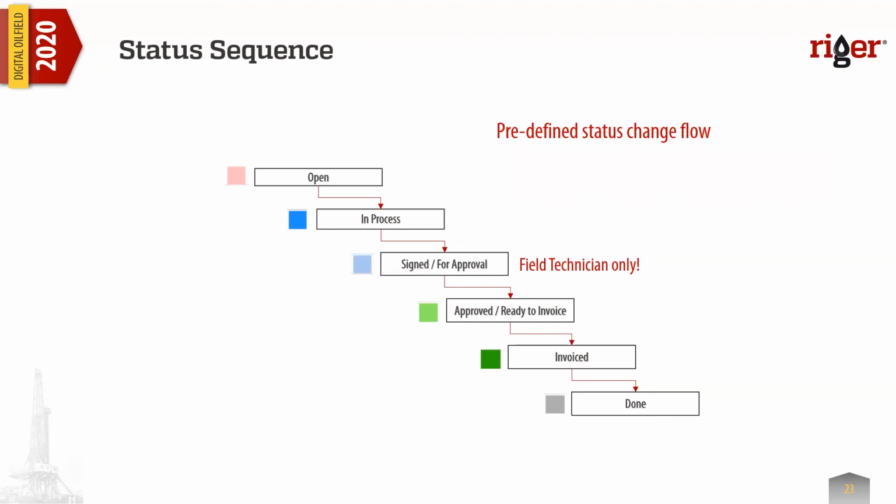But the operations manager or service manager in the desktop will have the ability to change the status back, as I showed you in the workflow demo, when we can change it back to in process to submit it back to the field technician.